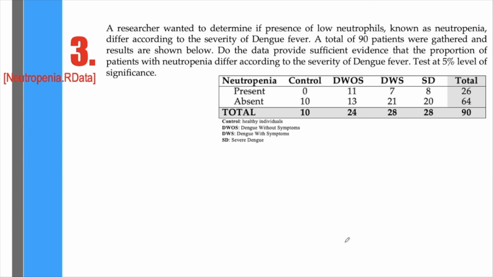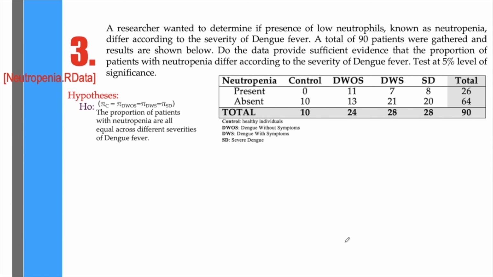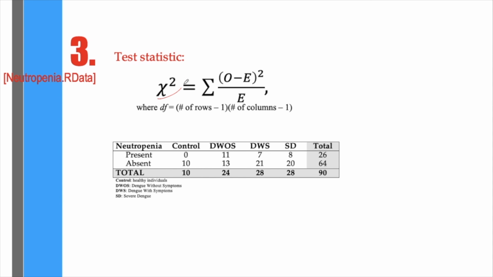So our null hypothesis is that the proportion of patients with neutropenia are all equal across different severities of dengue fever. And the alternative hypothesis is that the proportion of patients with neutropenia differ according to the severity of dengue fever. Now for the test statistic, which is chi-square, all we have to do is to get the sum of O minus E squared over E.